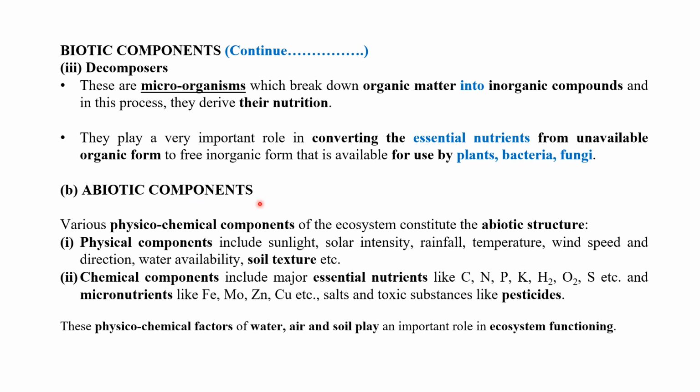The next component is the abiotic component. Various physicochemical components of the ecosystem constitute the abiotic structure. Physical components include sunlight, solar intensity, rainfall, temperature, wind speed, wind direction, water availability, and soil texture. Chemical components include essential nutrients like carbon, nitrogen, phosphorus, potassium, hydrogen, oxygen, sulfur, and micronutrients like iron, molybdenum, zinc, copper, salts, and toxins like pesticides. So physicochemical factors of water, air, and soil play an important role in ecosystem functioning.